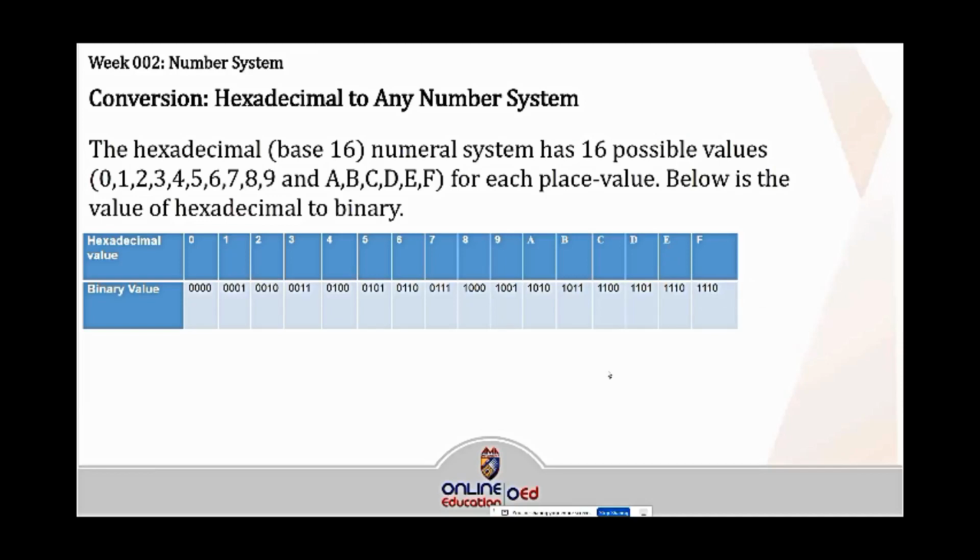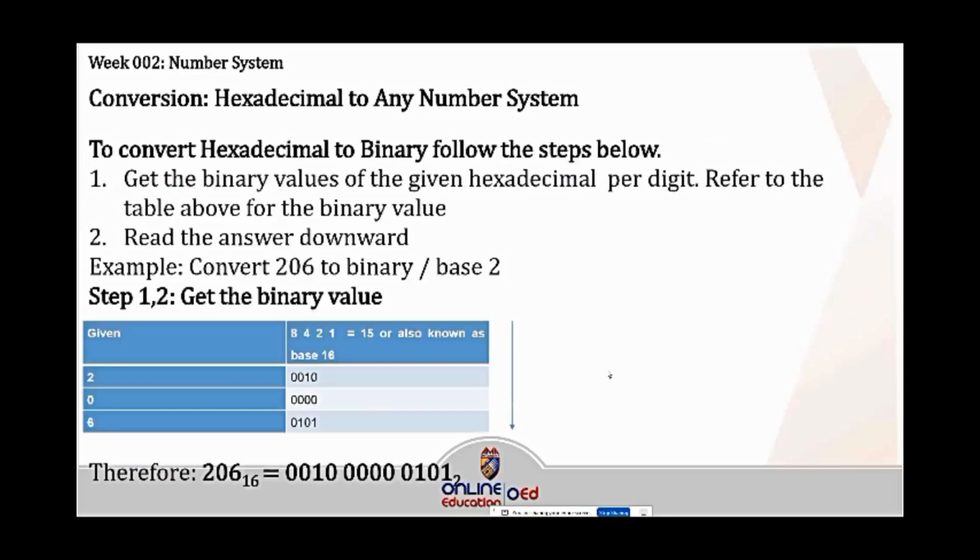So moving forward, hexa to binary. Let's start the conversion. Get the binary values of the given hexadecimal per digit. Refer to the table above for the binary value. Read the answer downward. Example, convert 206 to binary base 2.